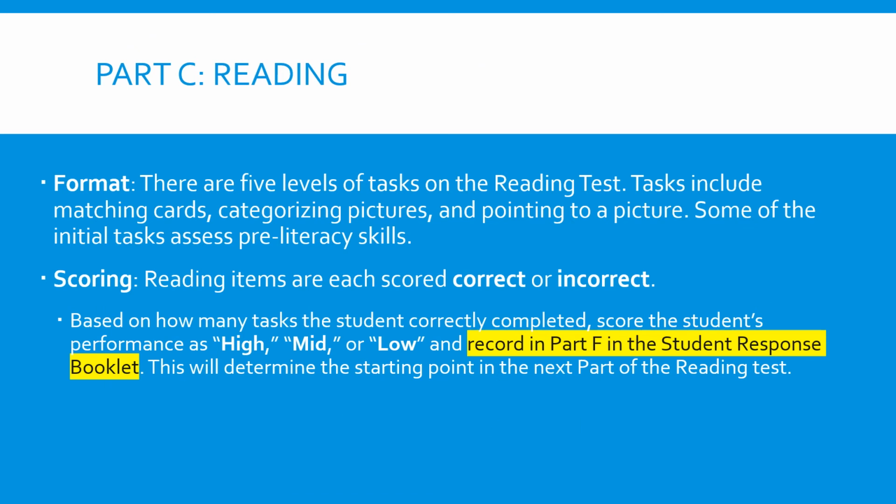Part C is reading. There are 5 levels of tasks on the reading test. Tasks include matching cards, categorizing pictures, and pointing to pictures. Some of the initial tasks assess pre-literacy skills. Reading items are scored correct or incorrect. Based on how many tasks the student correctly completed, score the student's performance as high, mid, or low, and record in Part F in the student response booklet. This will determine the starting point in the next part of the reading test.